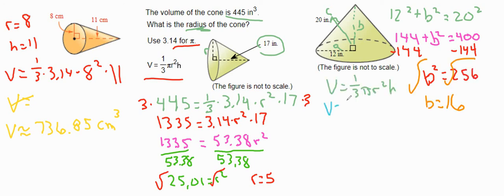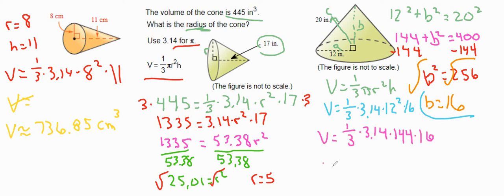Now we can put in our known values. Remember that 1/3 means 1 divided by 3, not 0.33. So 1/3 times 3.14 times the radius, which is 12. So we're going to square that number. Times 16, that's the height, that's what we found there with B. 12 squared means 12 times 12, so we have 144. And if you put all that in the calculator in one step, you're going to end up with 2411.52 inches cubed. And if you have any questions, ask your math teacher.